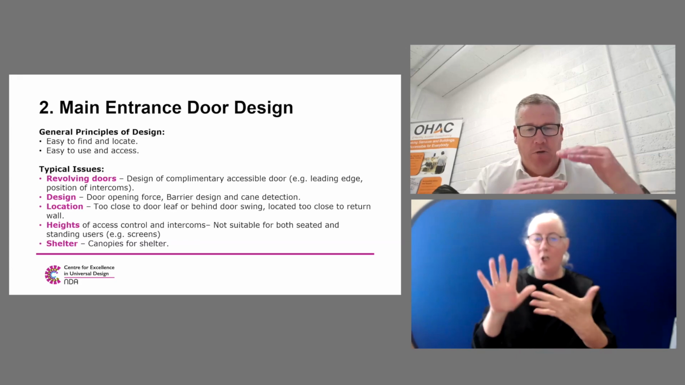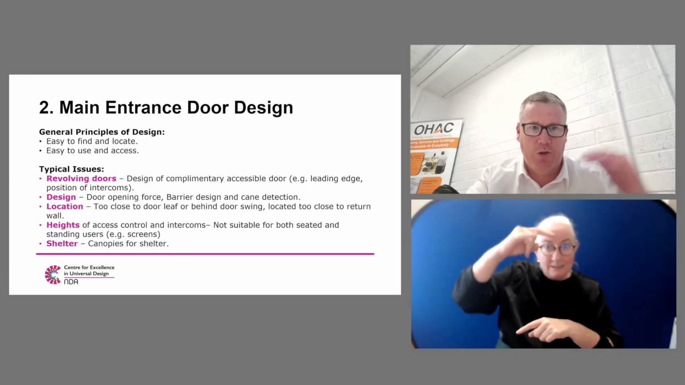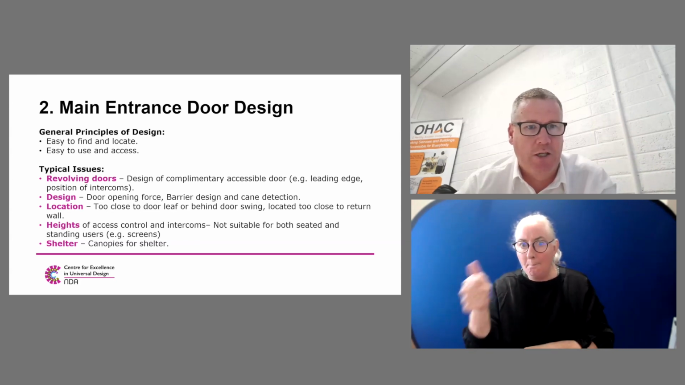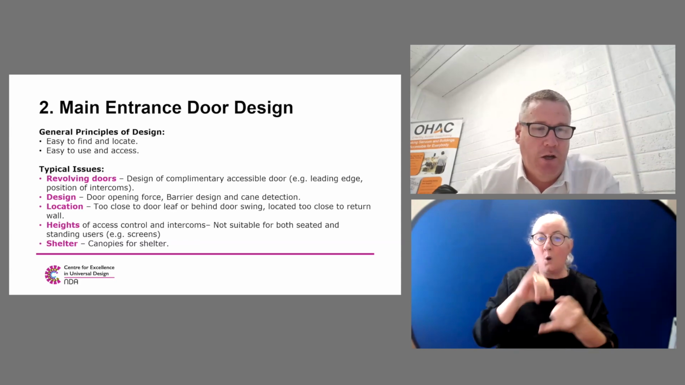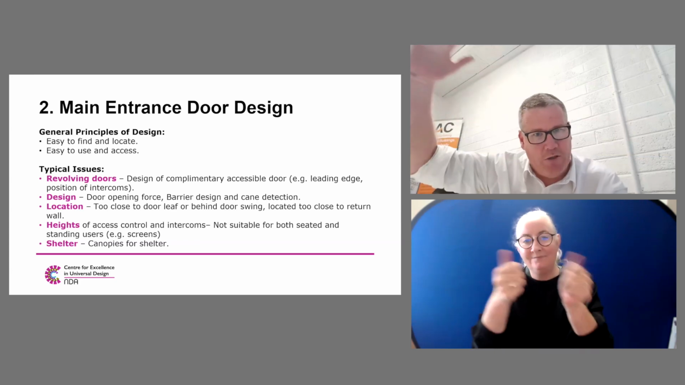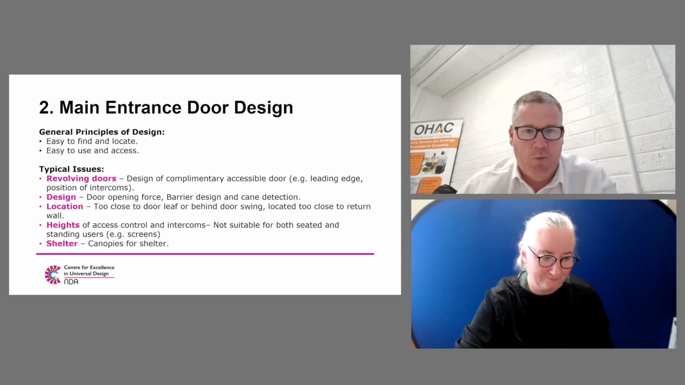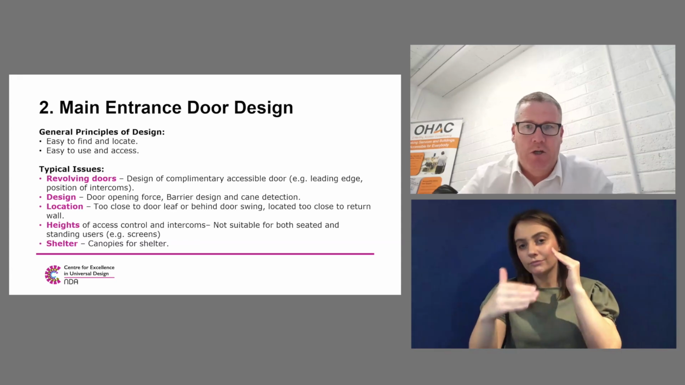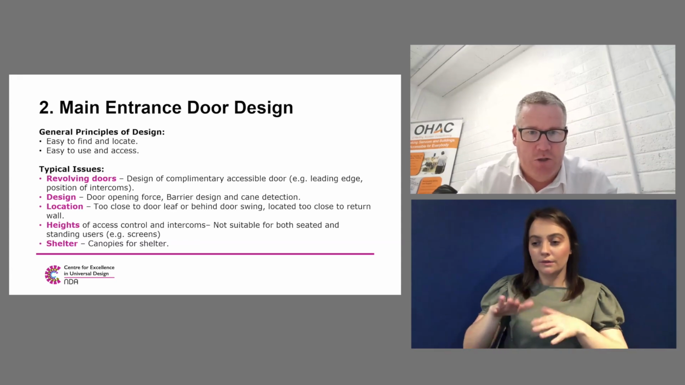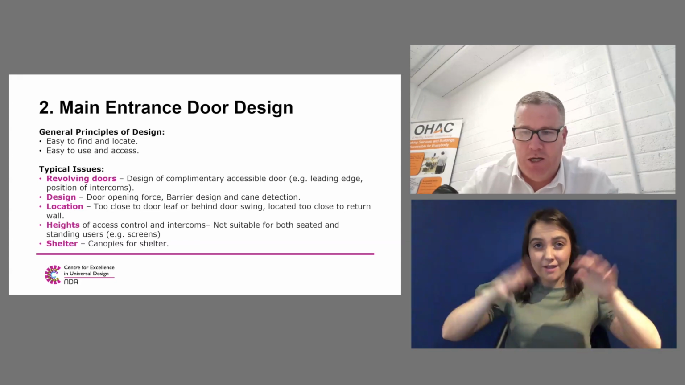So you have to be careful about the heights that you position your screens, but also your buttons, so that they can be used by both standing and seated users. And again, a really good example of universal design is to think about shelter. Have a shelter or some sort of canopy over your main entrances, so that if someone is slow to get their keys out of their handbag and so on, on a wet morning, there's some sort of canopy in place.